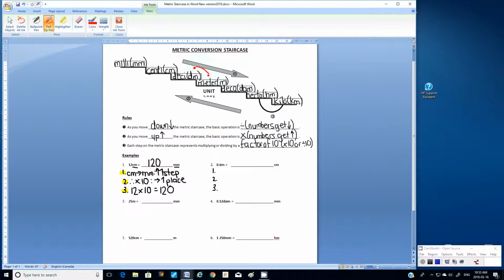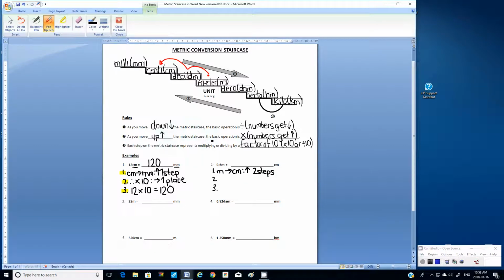All right, so let's use our hops. So we're going 1, 2, okay? So let's think about the direction that we moved. So that's step 1. In order to go from meters to centimeters, let's chart it. We went up 2 steps. So let's write up 2 steps. Okay. So let's look at rule number 2 and 3.